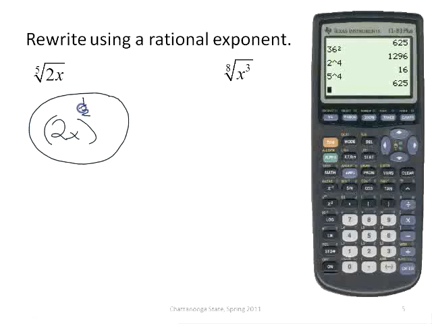So the 5th root of 2x is the same as writing 2x raised to the 1/5 power. Now, you do need to put the parentheses there because the 2 is under the radical, so the 2 has to go with that exponent. Now over here we have the 8th root of x to the 3rd power. So x is the only factor under the radical. It's the only factor or term, so that's all we need to have there. The power is 3 and the index is 8. So this would be x raised to the 3/8 power.